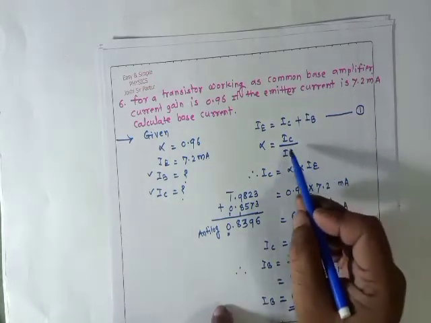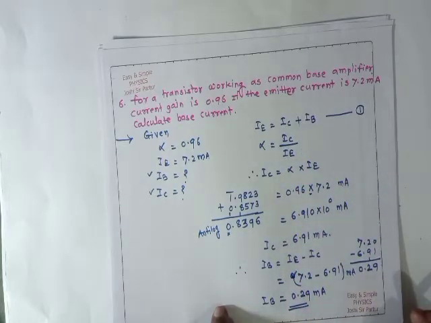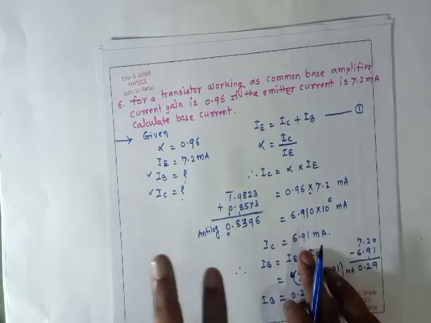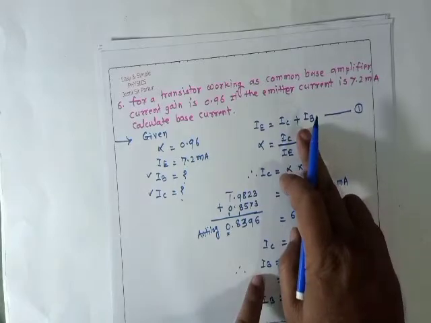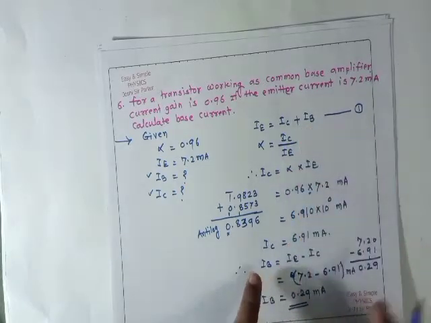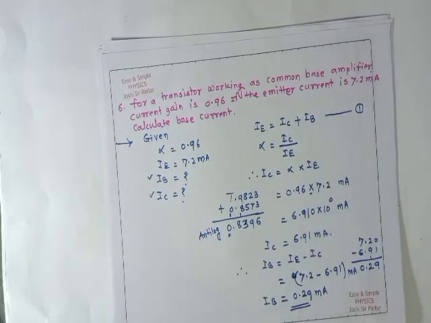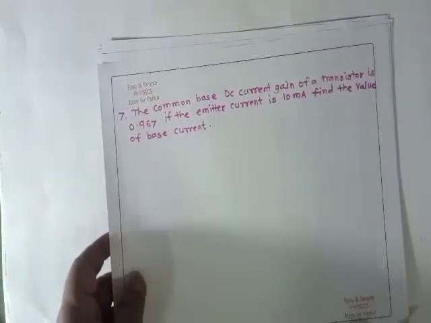Half mark will be given for the current gain formula. Half mark will be given to find the collector current. Half mark will be given for the formula for base current or emitter current, and half mark will be given for the answer for base current. A similar question will be seen, that is problem 7.